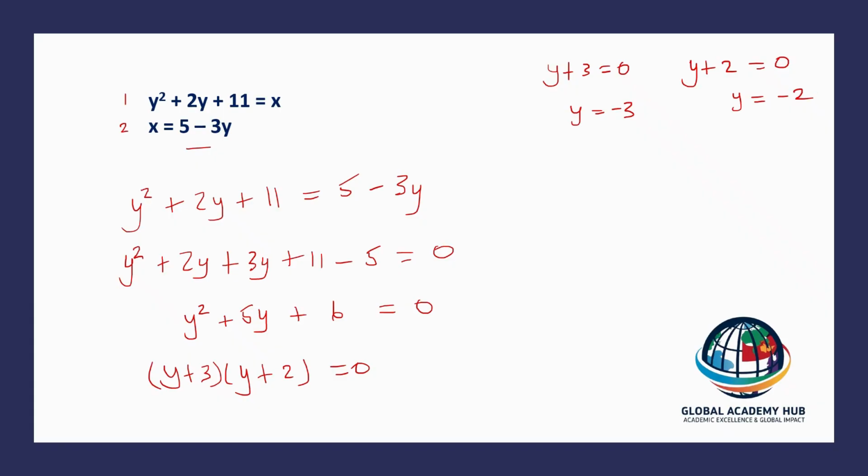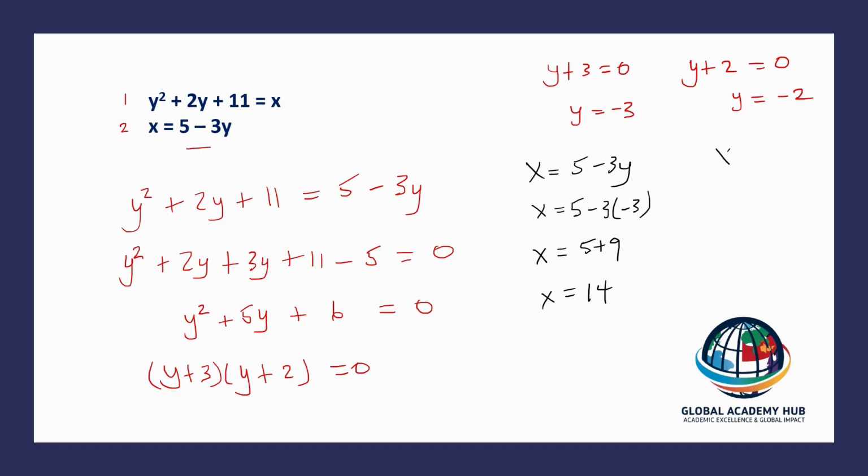Next, what I'm going to do now is substitute the y values into equation 2. So equation 2 says x is equal to 5 minus 3y. So x is equal to 5 minus 3 multiplied by minus 3. So x then is equal to 5 plus 9. So x is equal to 14. That's one solution.